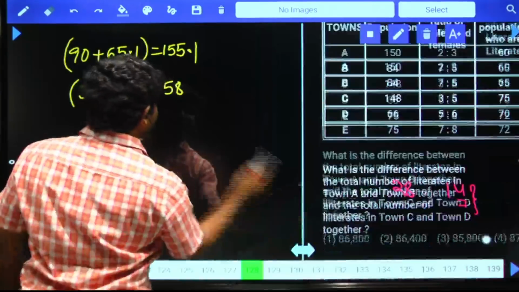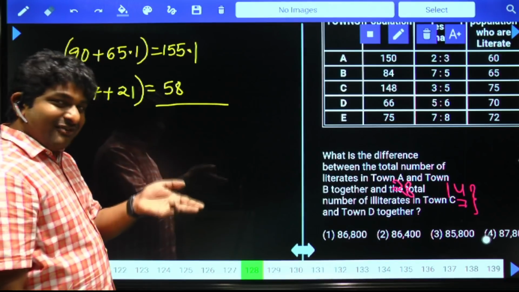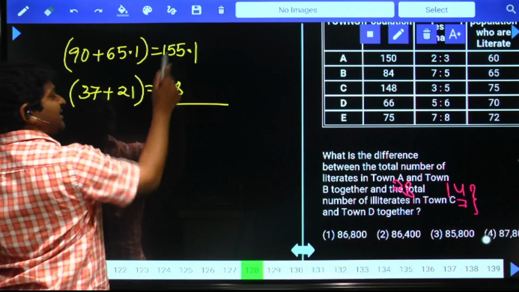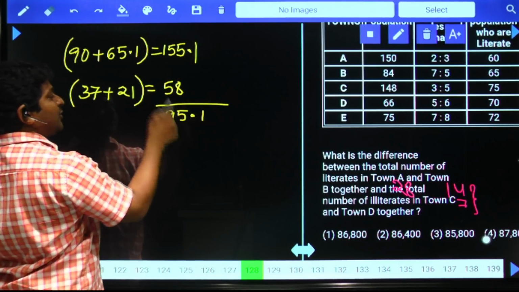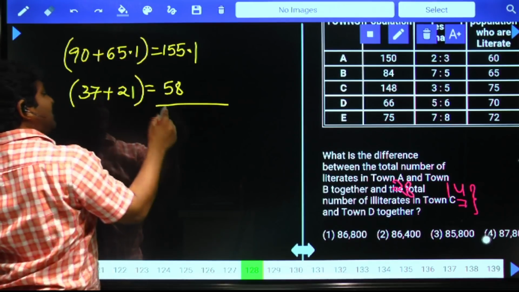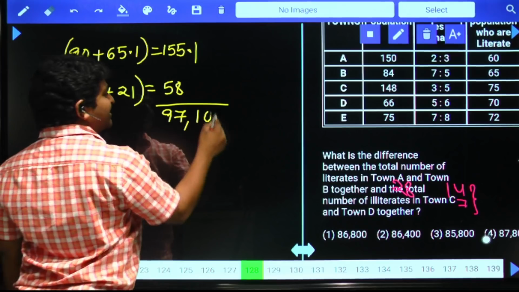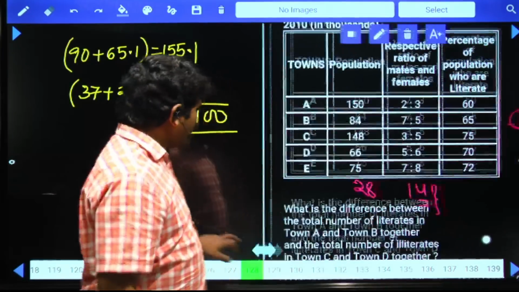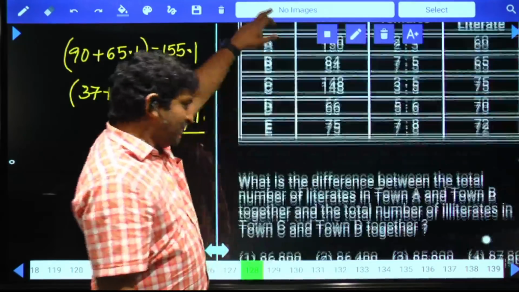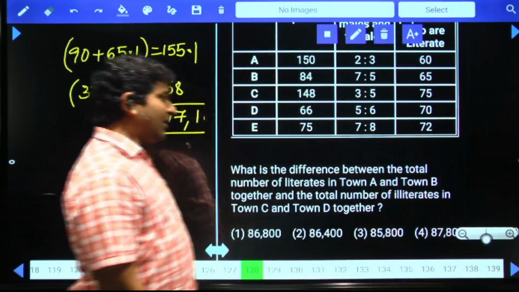Now your question is difference between both the numbers. Instead of 58, you subtract 60, we will add 2 later. When you subtract 60, that becomes 95.1. When you add 2, that becomes 97.1. All are in thousands, that is equal to 97,100. 97,100 is our final answer.